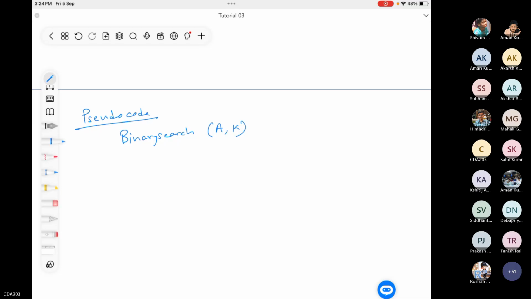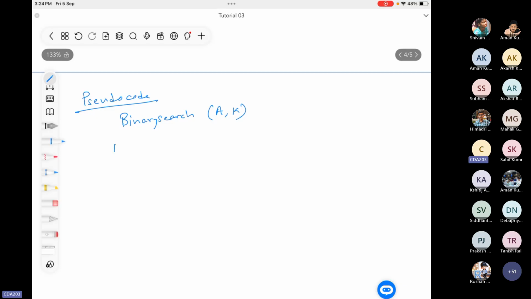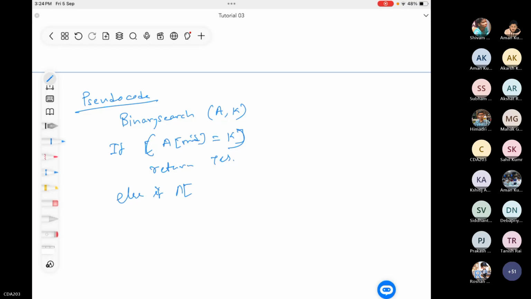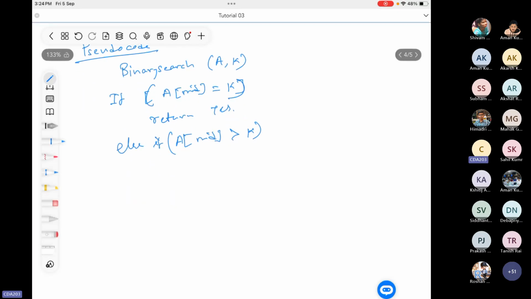So this is a function binary search. Our array is A and the key is K. So if array mid is equal to K, then yes. Else if array mid is greater than K, then you apply binary search.